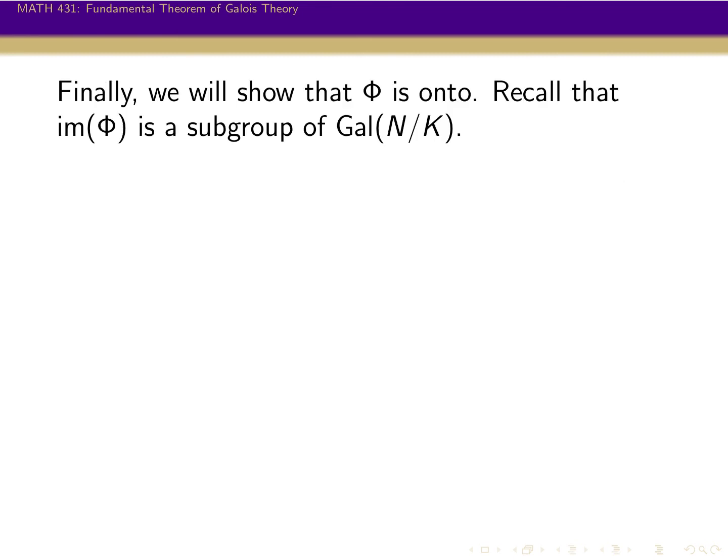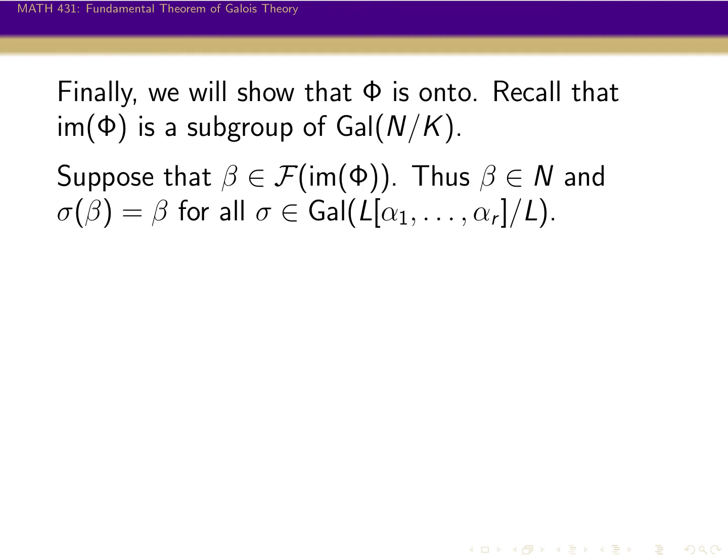Finally, we're going to show that phi is an onto map. And so in doing this, recall that for any map like this, the image of the map is going to be a subgroup of the codomain. So it's going to be a subgroup of the Galois group of n over k. And now we're going to use our Galois correspondence. And so let's take some element beta of the fixed field of the image of phi.